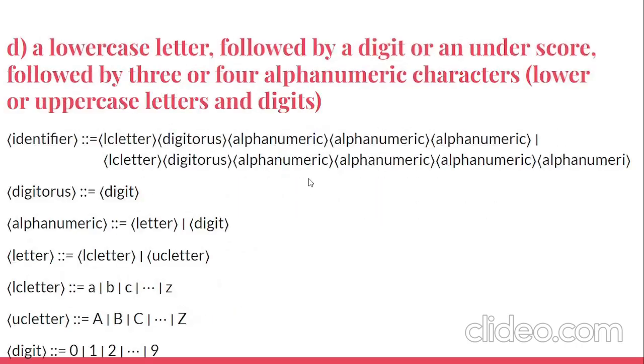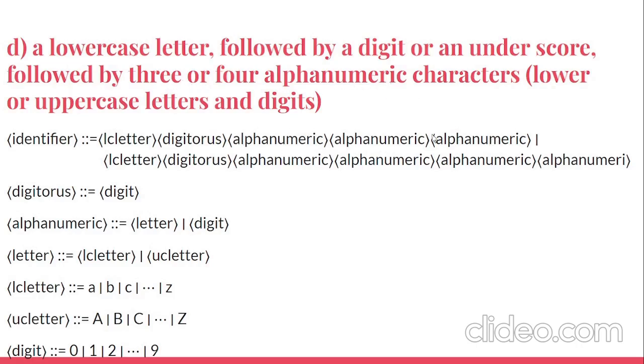The fourth question, the 4D one, is a lowercase letter followed by a digit or an underscore, followed by 3 or 4 alphanumeric characters, lower or uppercase letters and digits. So it requires a lowercase letter. So I have a rule that replaces identifier with lowercase letter followed by a digit or underscore. A digit can be replaced with digit-or-underscore, and then it is followed by 3 or 4 alphanumeric characters.